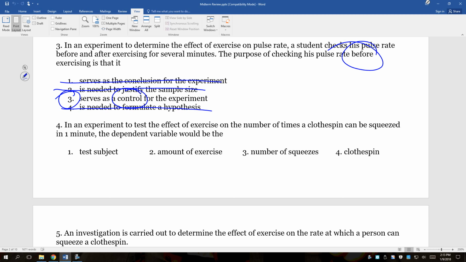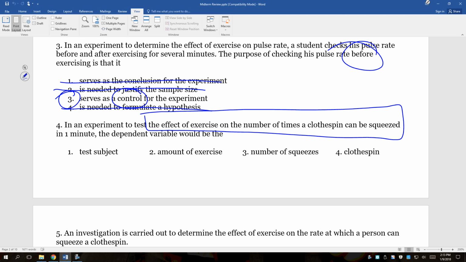Number 4 says in an experiment to test the effect of exercise on the number of times a clothespin can be squeezed in 1 minute, the dependent variable is. Whenever I see a statement like this, what I do is I take what would be the title of, let's say, a graph or a data table. And it says the effect of blank on blank. Using my strategies, I'd say, hey, there's exercise. To the left of the on, that's always my independent variable. And then to the right of the on is my dependent variable.